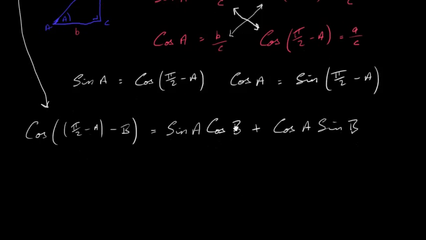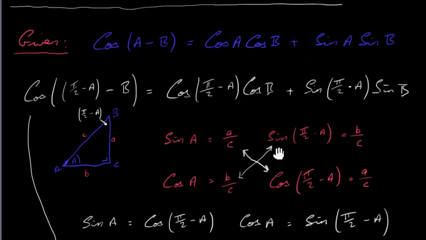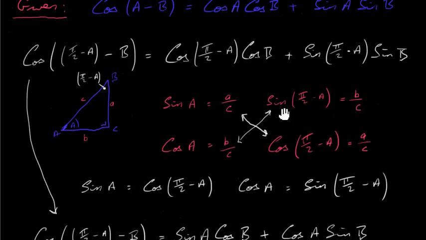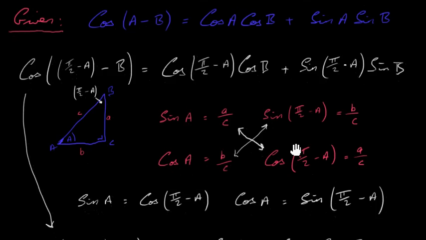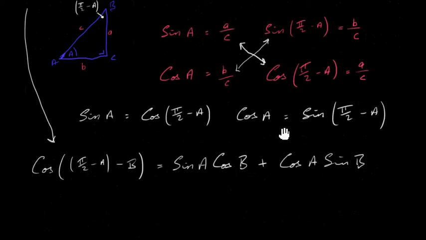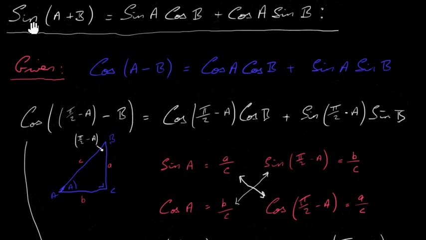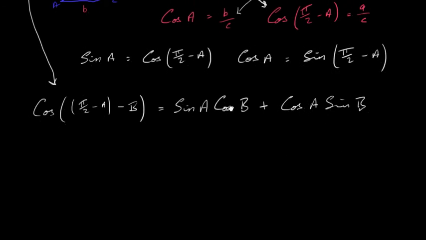Okay, so we've sorted out the right-hand side. And you can see that the right-hand side is what we want to end up with. Sin A cos B plus cos A sin B. So that's exactly what we were looking for. Now, the left-hand side doesn't look like this here yet, sin of A plus B. So let's see if we can convert the left-hand side.